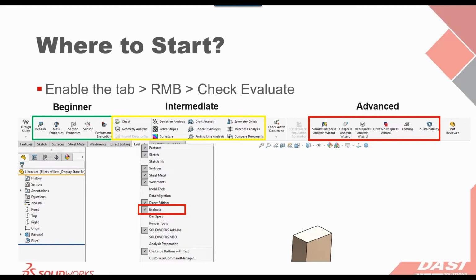Then you have your intermediate tools. These are things that you use to check your geometry, like check, geometry analysis, zebra stripes, curvature, mold tool specific things like draft analysis, undercut analysis, thickness analysis. Then there's the advanced section. And these are things that kind of get your feet wet for simulation. So that's your Simulation Express, Flow Express, DriveWorks Express. Then we have costing and sustainability, right? So how do you access this tab?